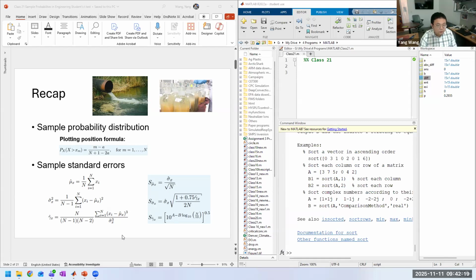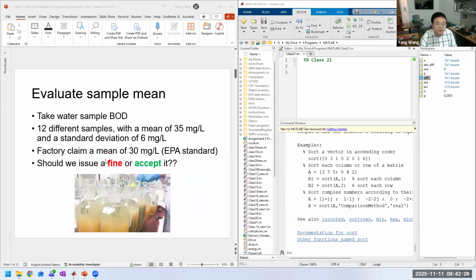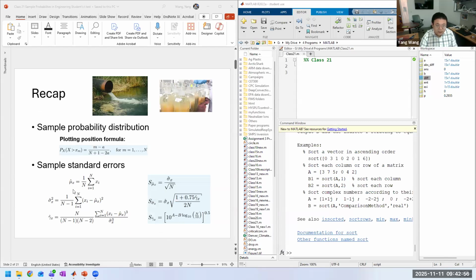Okay, so we just started a little bit on this sample probability, right? A lot of times when we take samples, we also want to test some hypothesis, to verify certain criteria. If we go back to the example that we have been using, to evaluate the sample mean, we were taking water samples, and especially measuring pollutants like the BOD, right? So we took 12 samples at the discharge point of a factory. The scenario is that we get a mean of 35 milligram per liter, and a standard deviation of 6 milligram per liter. We could use these equations to calculate the mean and the standard deviation, right?